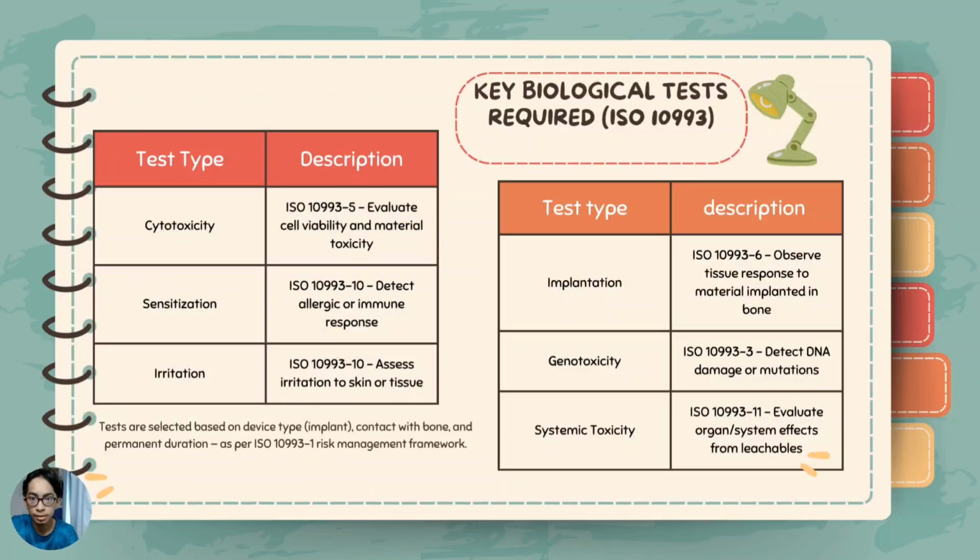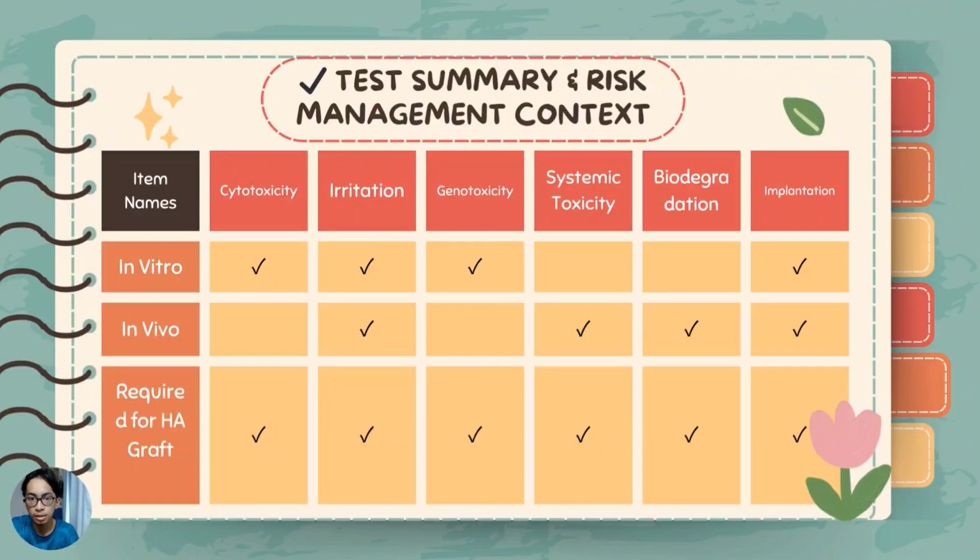Some tests are done in vitro and in vivo, with in vitro in the lab and in vivo in animals. From all these tests we can conclude that the in vitro tests include cytotoxicity, genotoxicity, and biodegradation, while in vivo tests are done with implantation, irritation, cytotoxicity, and biodegradation. All these are selected parts of a risk-based biological evaluation to ensure these materials are safe and effective to use. Okay, thank you.